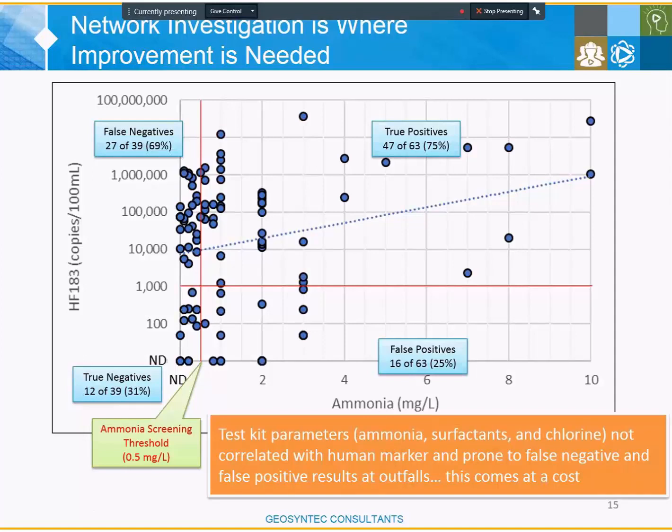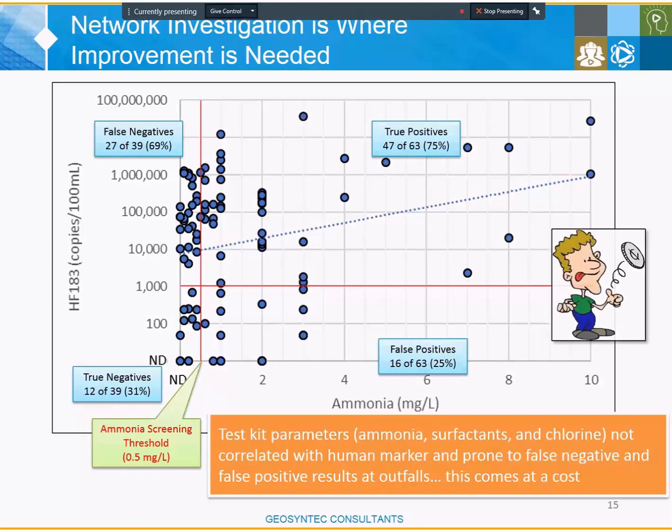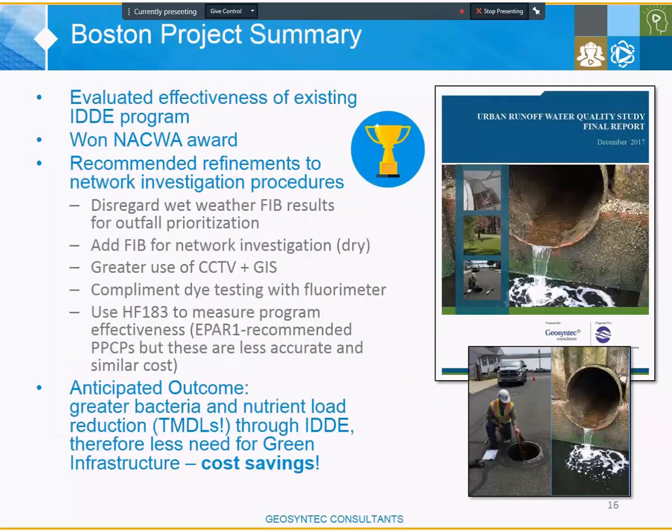So this is a recommendation for improvement that we were able to work with the city to identify, and basically it forces them away from a position where they're using a coin flip to make a decision of whether to chase after waste that is or isn't there. So as a summary of this project, we evaluated the effectiveness of their existing program. It actually just won an award from the National Association of Clean Water Agencies. So that was nice recognition.